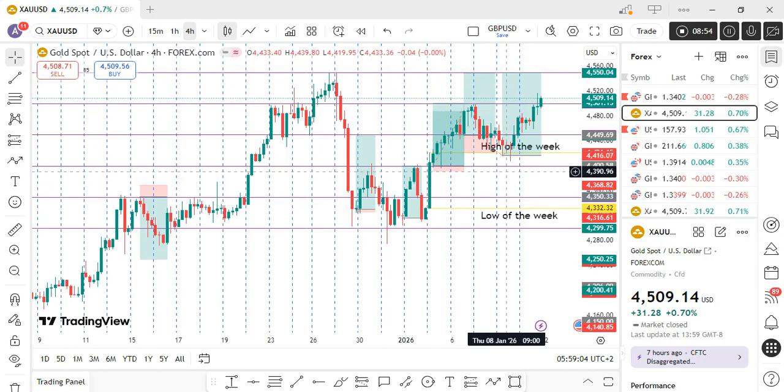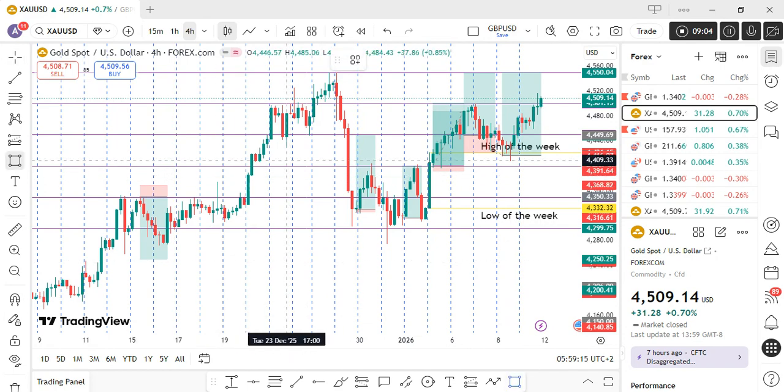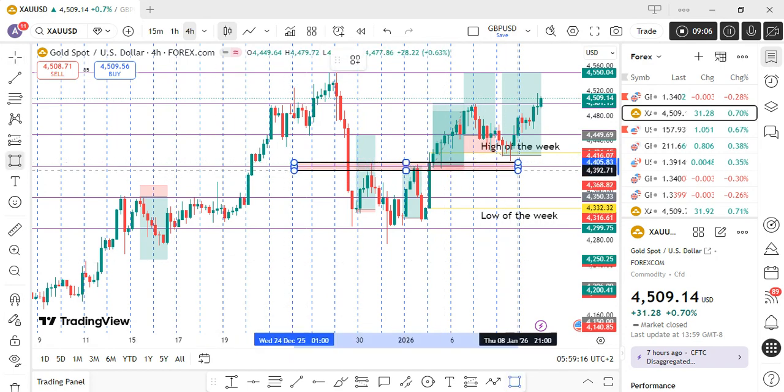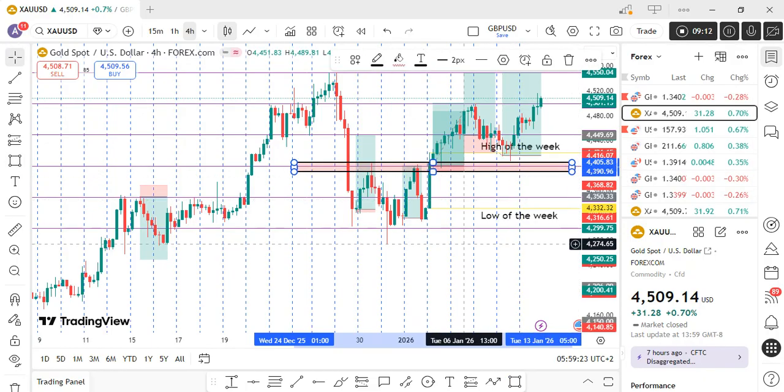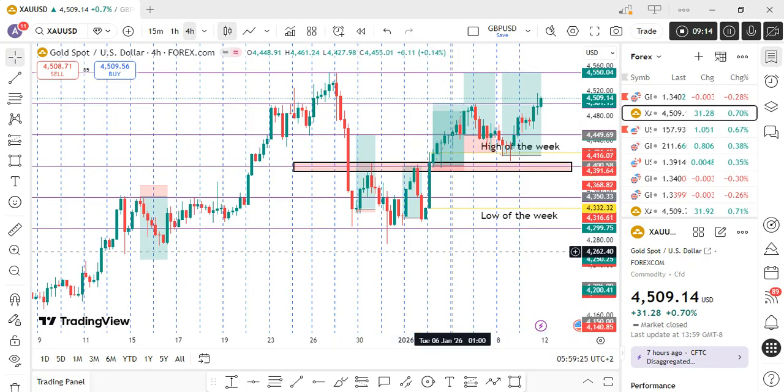So what happened again? I then told myself that I'm going to go in for a buy trade once I see price retest this level. That was what I told myself based on market structure, technical analysis and price action. So I was waiting to see price retest this level.